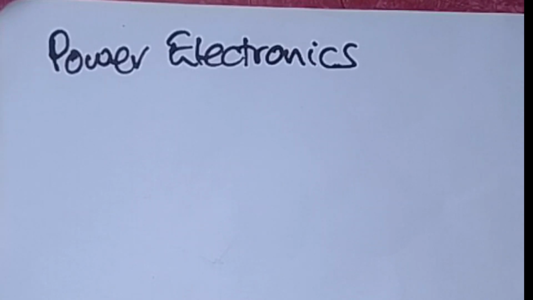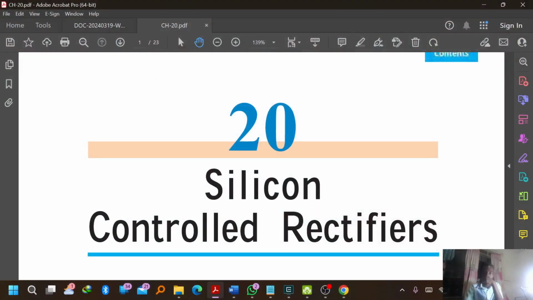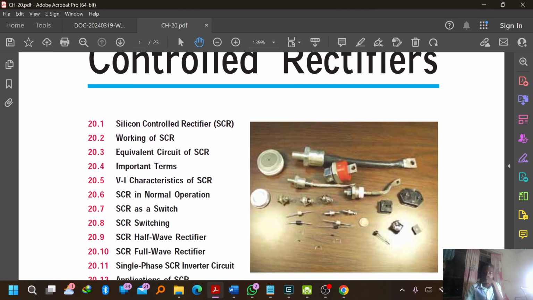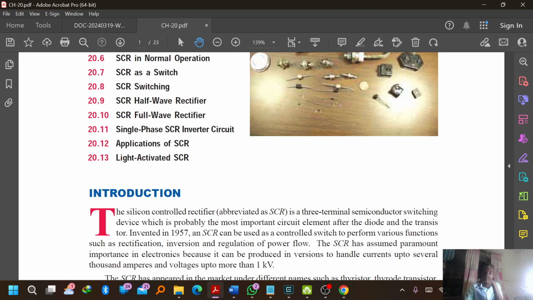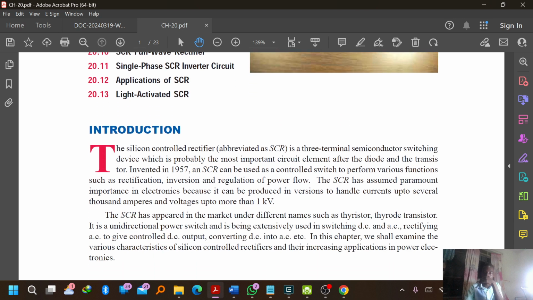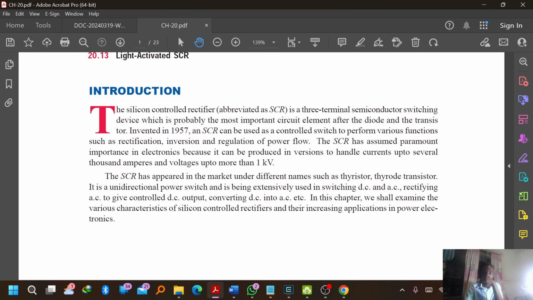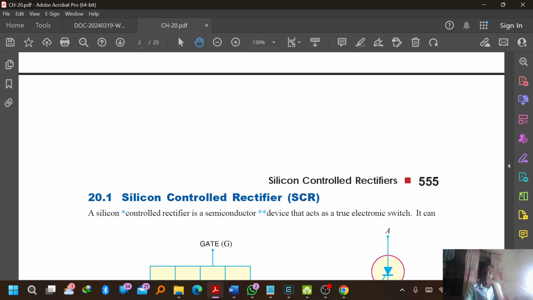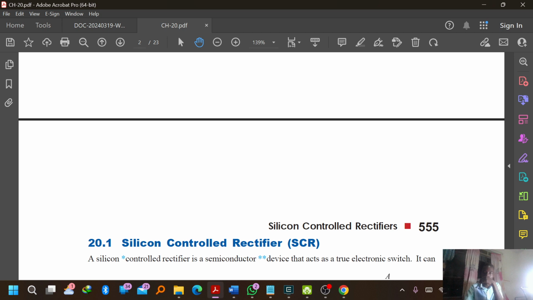We shall be looking at this chapter 20 here, the silicon controlled rectifiers, briefly because it is what has been commonly asked a lot, and I want to take you through the ABCs of this silicon controlled rectifier.